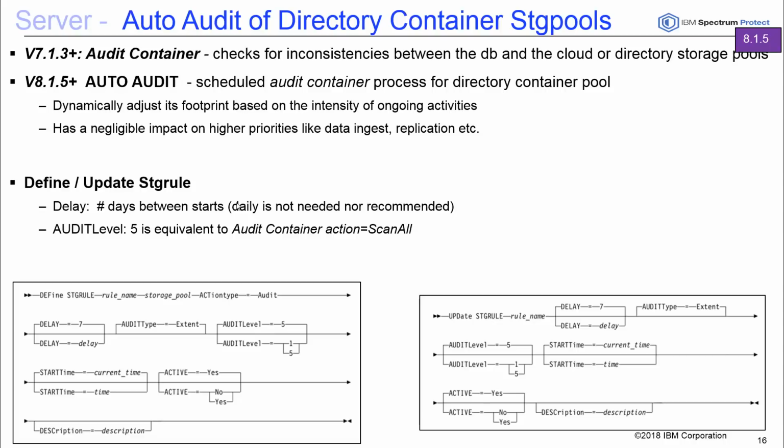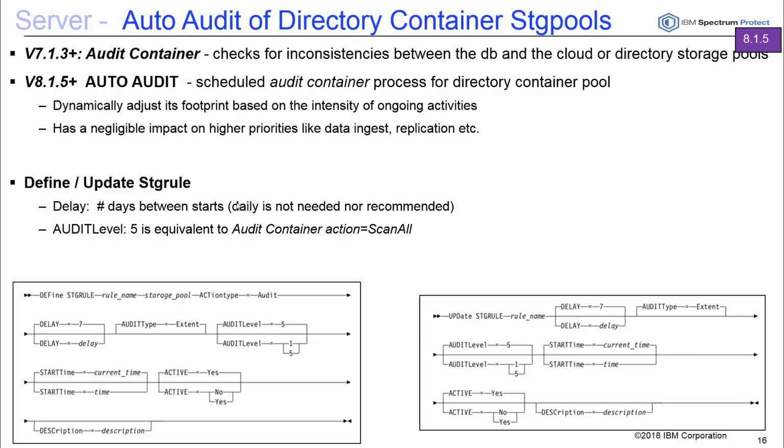In order to schedule this, you will do either a define or an update storage rule command. And you will want the delays to be the number of days between your starts. We recommend this to be like 7 days, so running once a week. If you're running it daily, that might be a little bit of overkill on the Spectrum Protect server. If you do set your audit level to 5, that is equivalent to the audit container action equals scan all, versus if you go to a lower level, it won't be doing as detailed of a check.